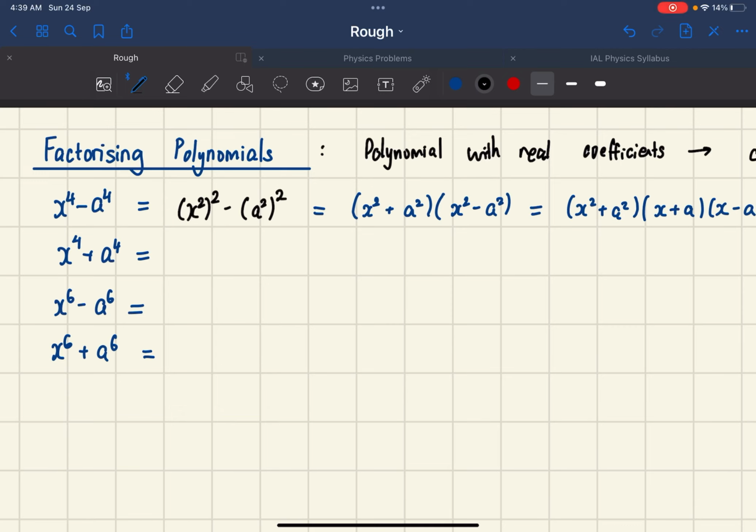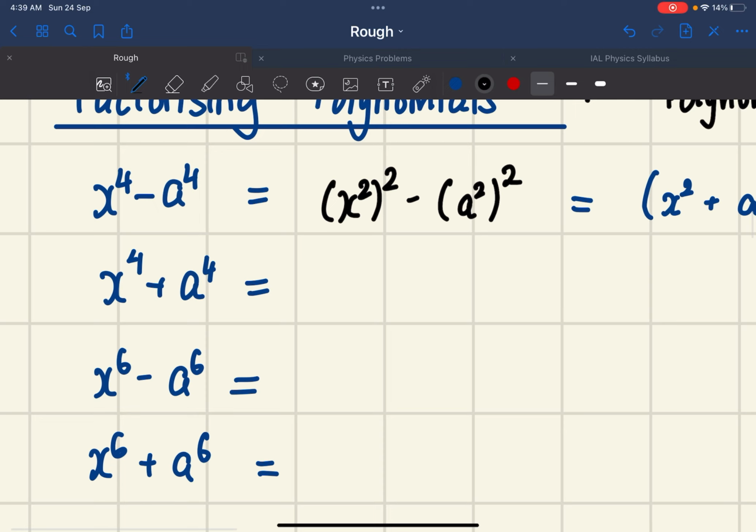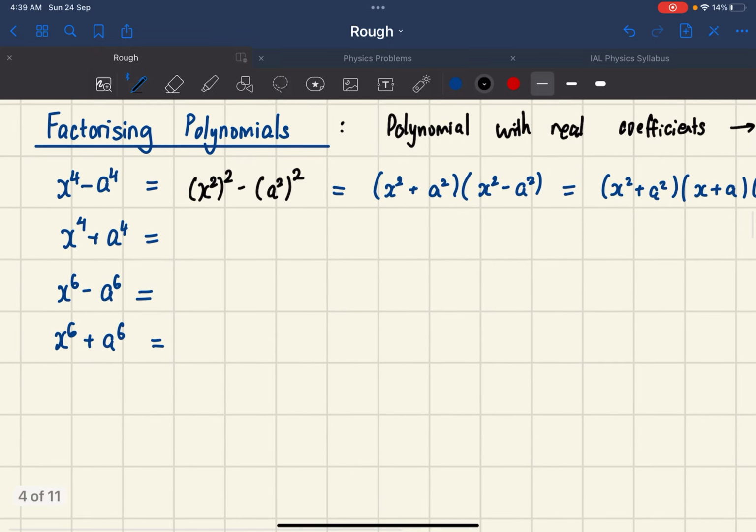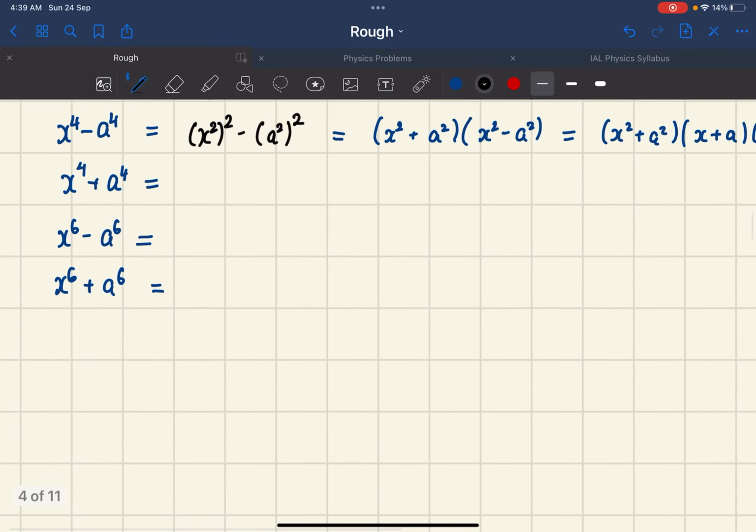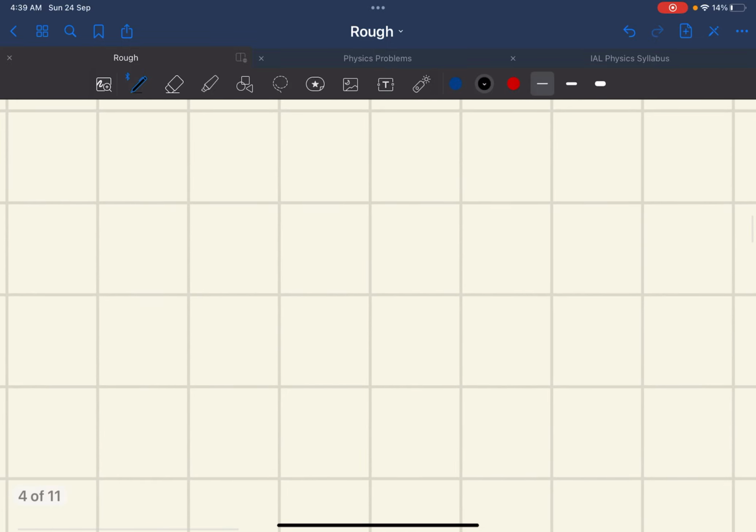Okay. So now that is all the explanation out of the way. Let's do some more examples. Let's try the second one. x to the 4 plus a to the 4. How do we even factorize this thing? Well, first things first, we probably want to find its roots, because if we can find its roots, we can write it in this form.